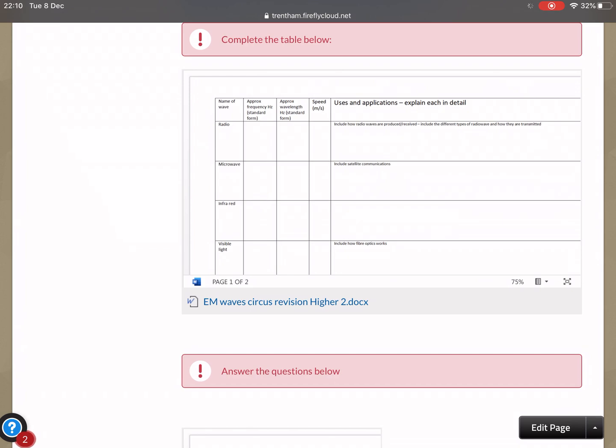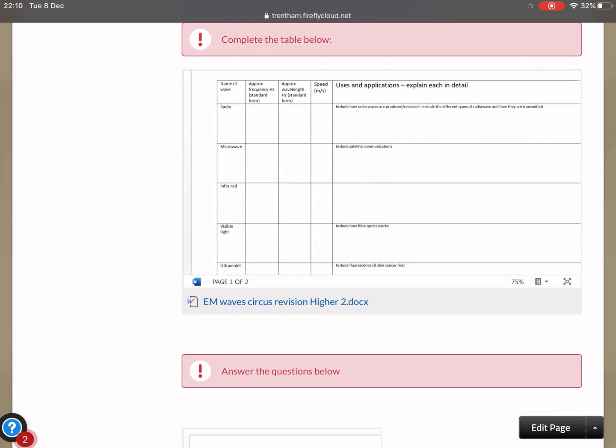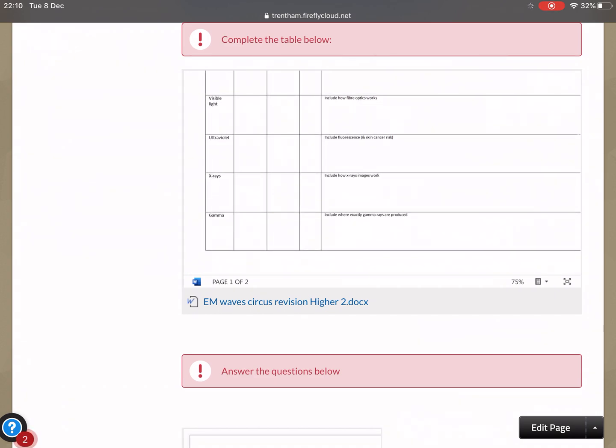So download that. If you've got a printer, print it off. Otherwise, download it to your iPad. So save it to books and you can write your notes on there. It basically is going to ask you to go through and make notes on each of these electromagnetic spectrum sections.